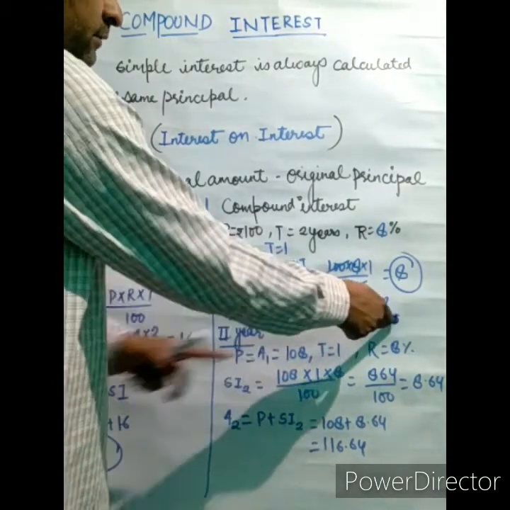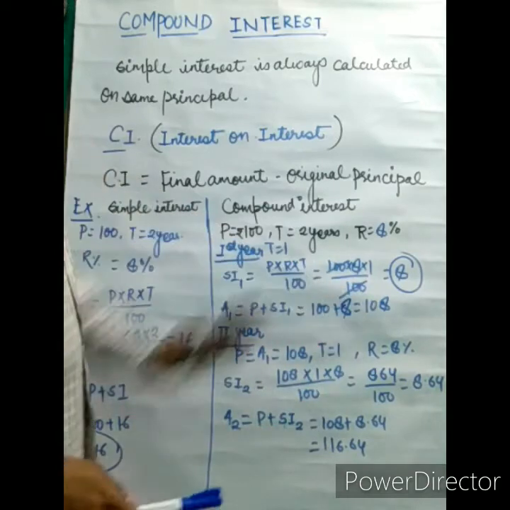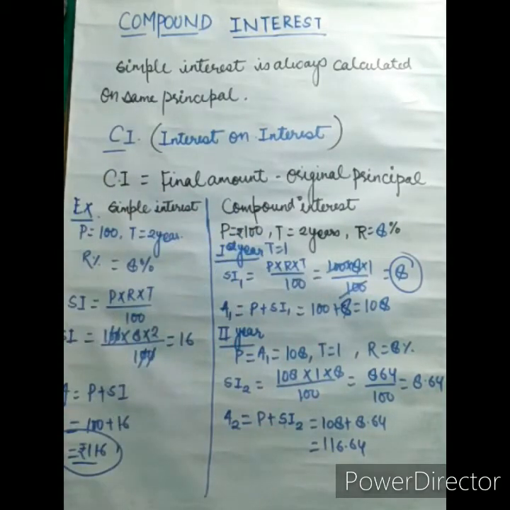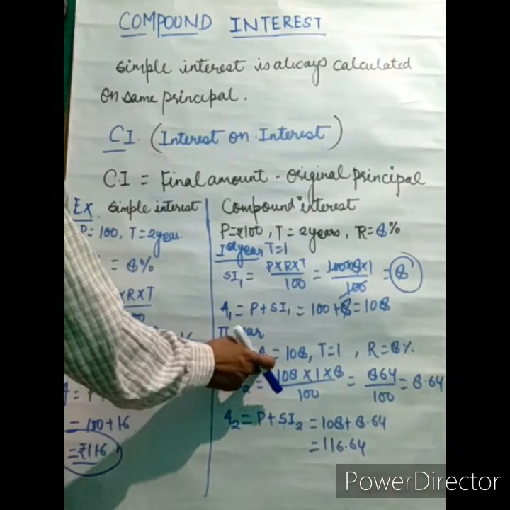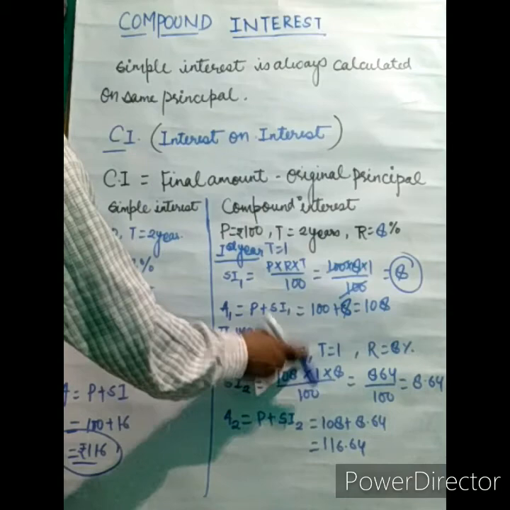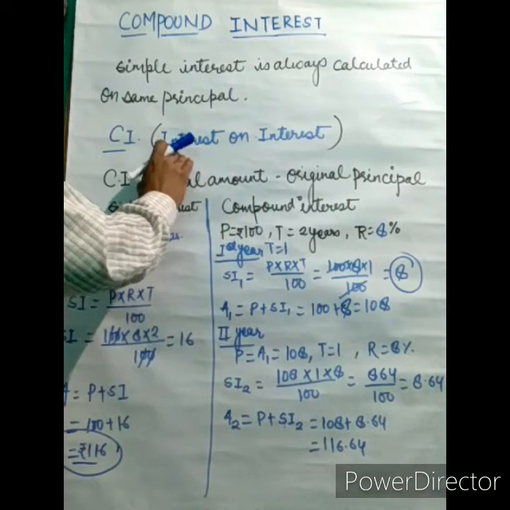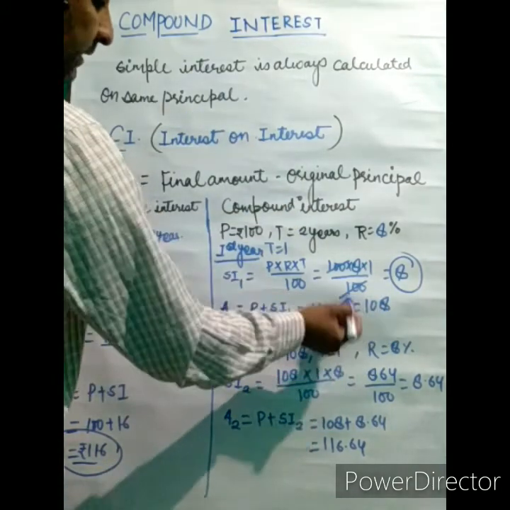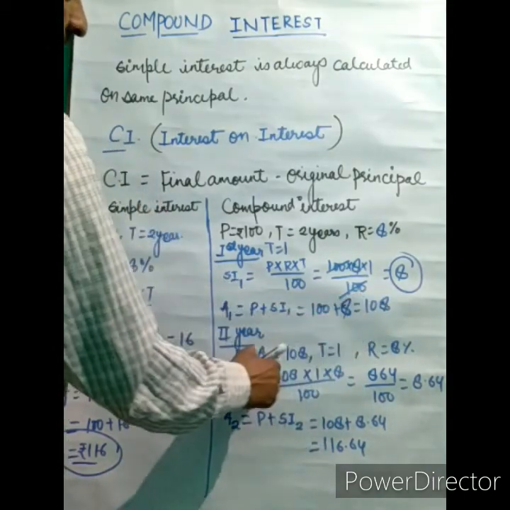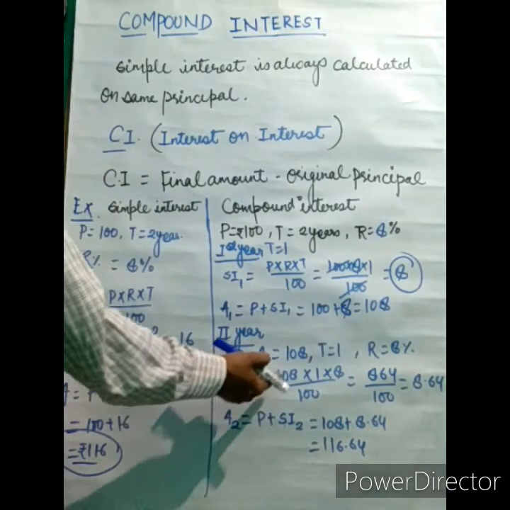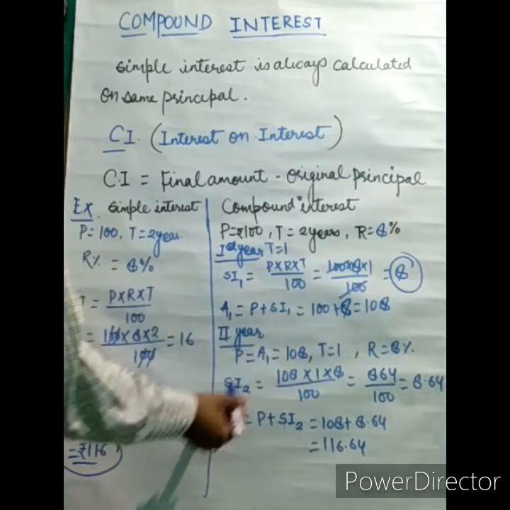Now the total amount is 108. This amount, which is at the end of the first year, becomes the principal for the second year. Now the principal of the second year P is equal to A1, whose value is 108. That's why I was saying it is interest on interest. This principal was 100 rupees plus 8. Now interest is added in this, and when we calculate the next interest, we are calculating interest on interest.